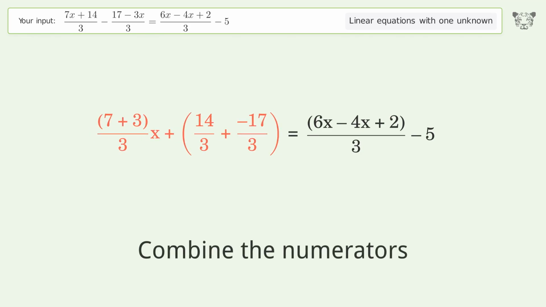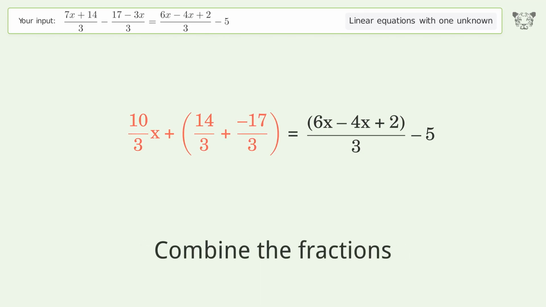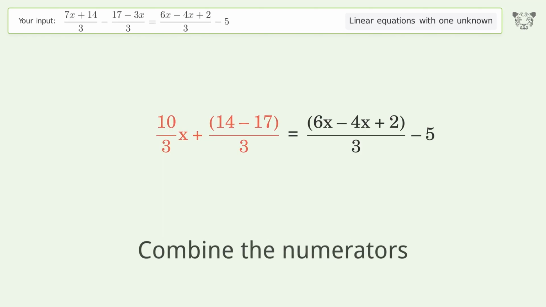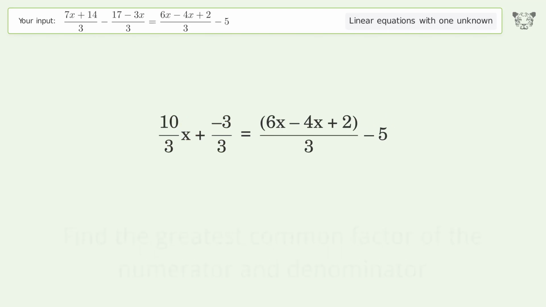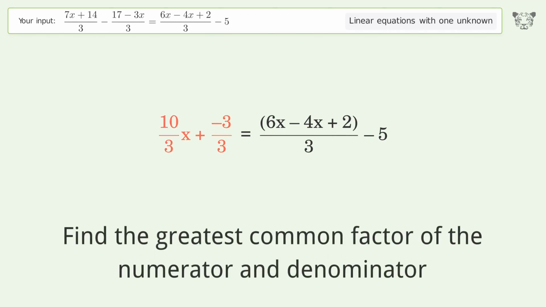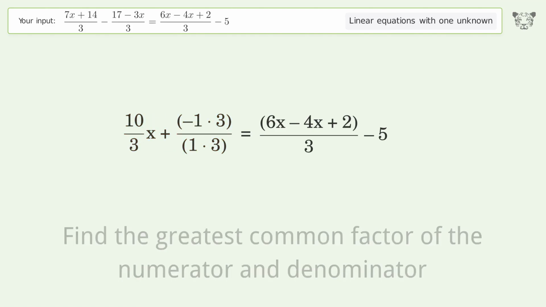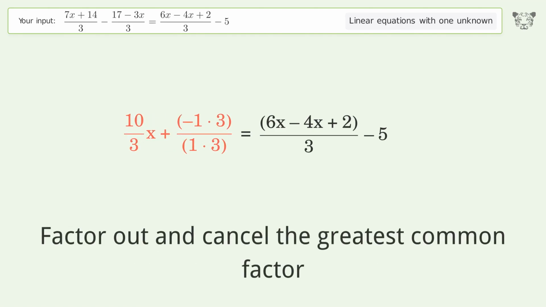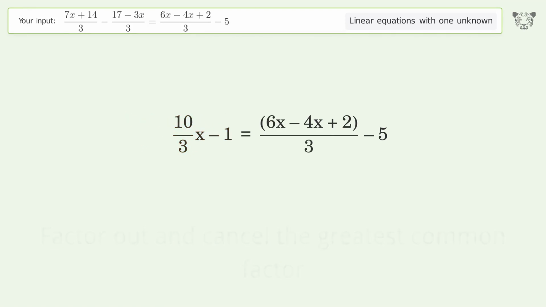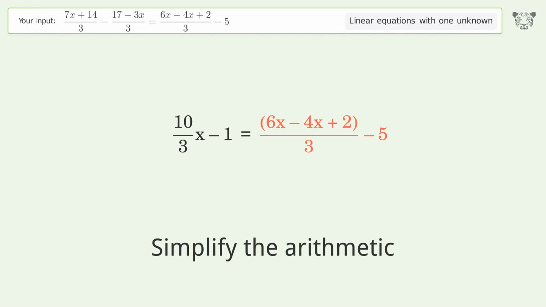Combine the numerators. Combine the fractions. Combine the numerators. Find the greatest common factor of the numerator and denominator. Factor out and cancel the greatest common factor. Simplify the arithmetic.